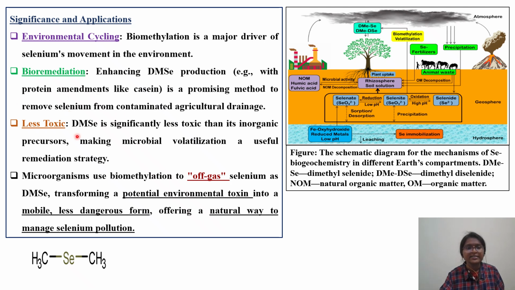Then next, less toxic. DMSe is significantly less toxic than its inorganic precursors, making microbial volatilization a useful remediation strategy. Microorganisms use biomethylation to off-gas selenium as DMSe, transforming a potential environmental toxin into a mobile, less dangerous form, offering a natural way to manage selenium pollution.